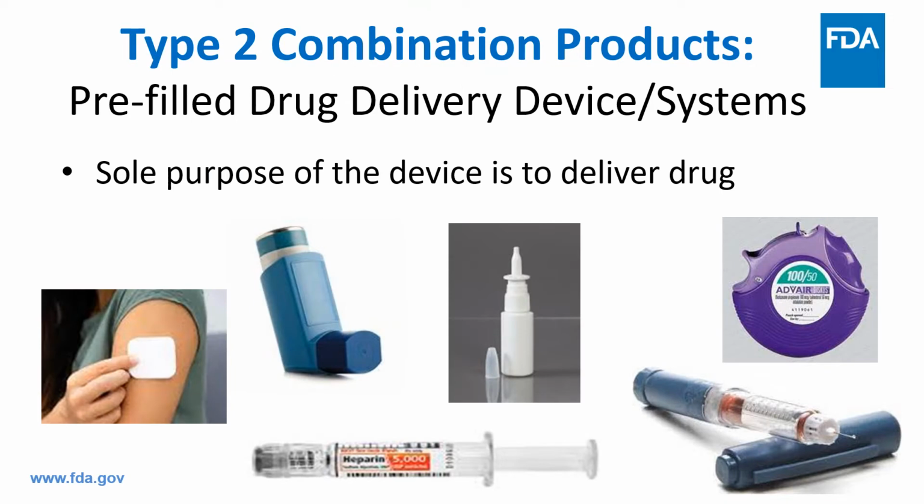Type 2 combination products are also familiar to this audience. These are the pre-filled drug delivery systems. In this category, the sole purpose of the device is to deliver the drug. And you can see from the illustration some of the commonly used types of drug delivery systems would be transdermal patches, the various inhalers, nasal sprays, pre-filled syringes, and auto-injectors or auto-pens.